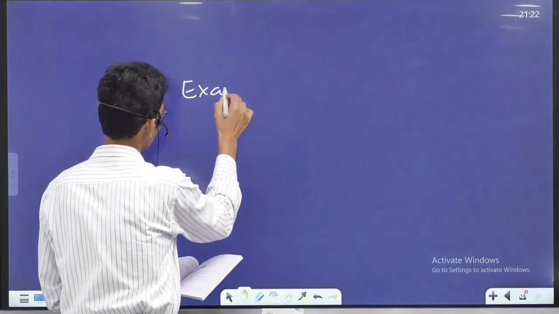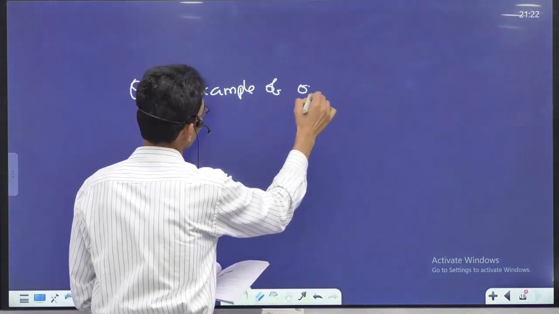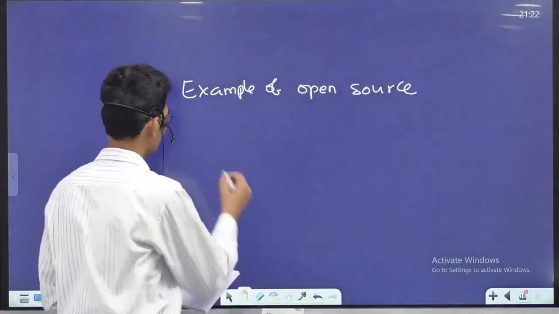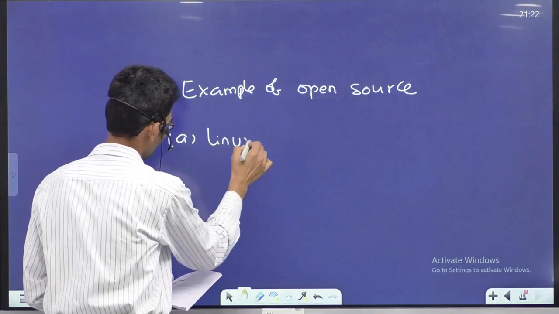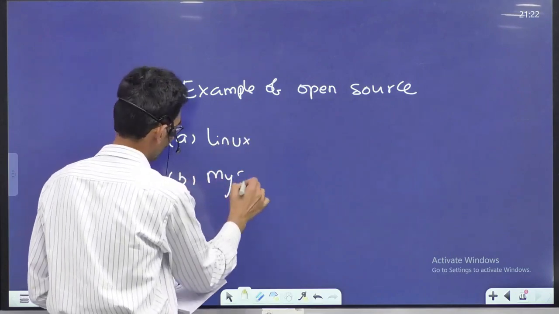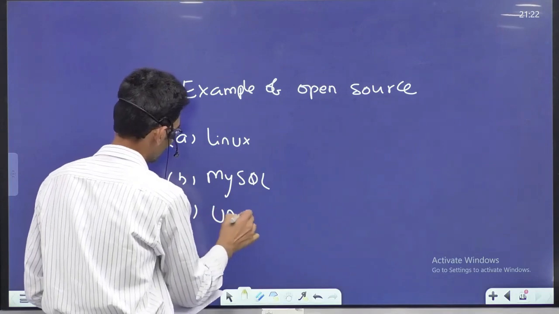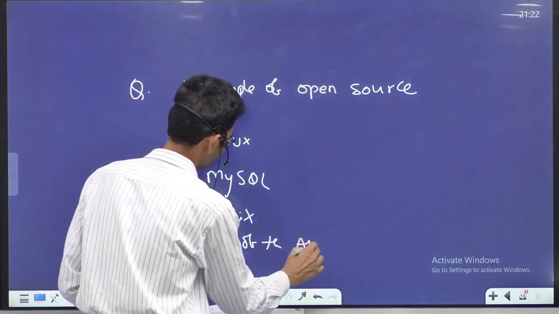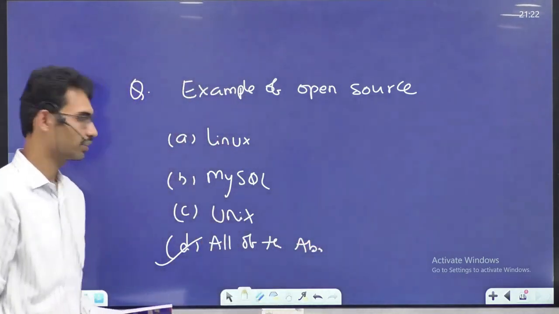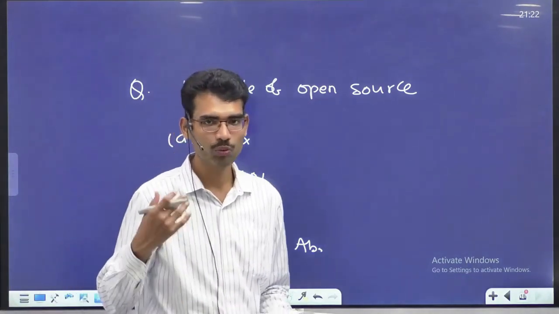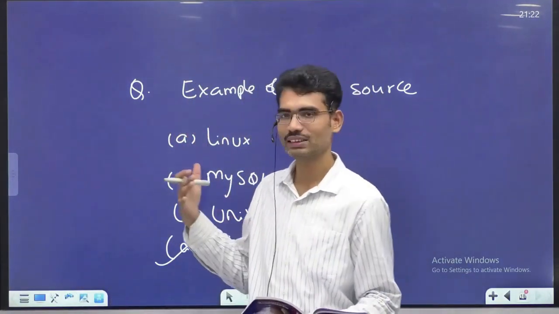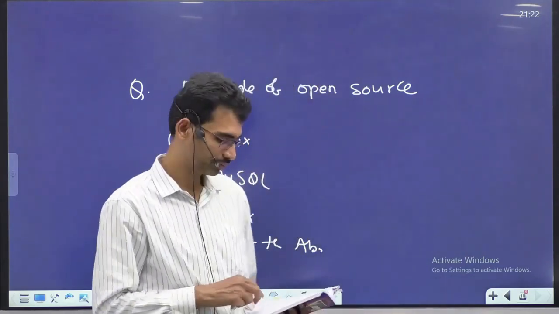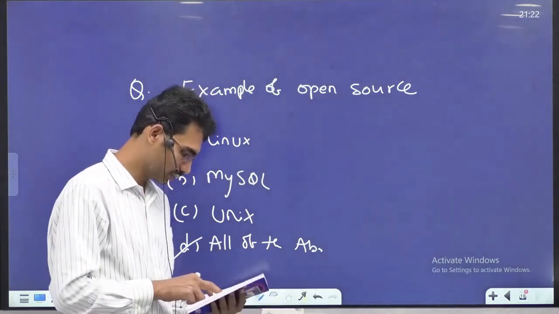Next one, examples of, another question can be, which of the following is an example of open source? A. Linux. B. MySQL. C. Unix. D. All of the above. Linux, MySQL, Unix, all are open source software. Open to everyone. Everyone can see the source code. They can also develop if they feel some development is required. Likewise, questions can be asked.